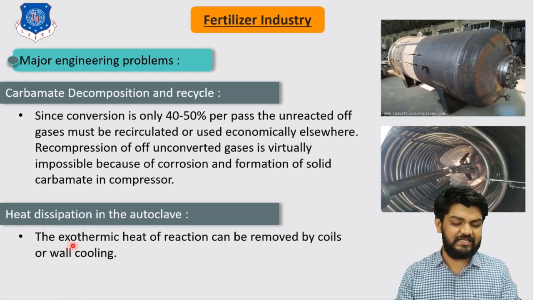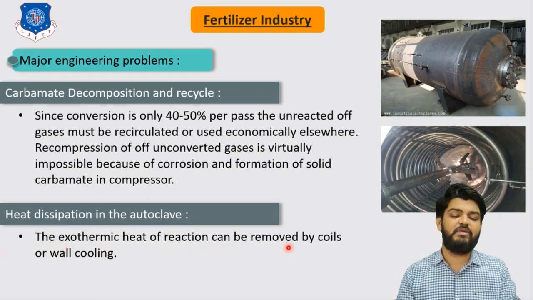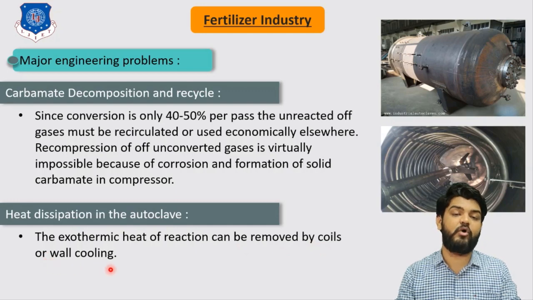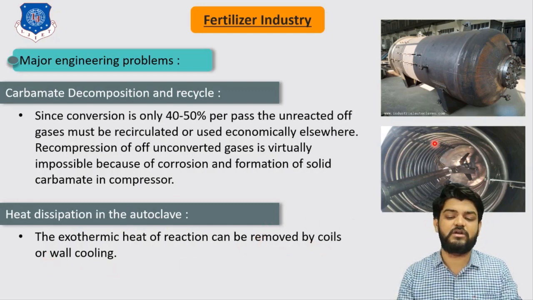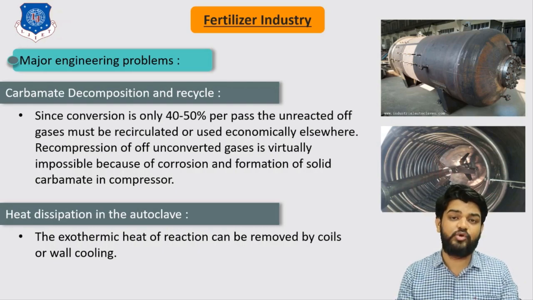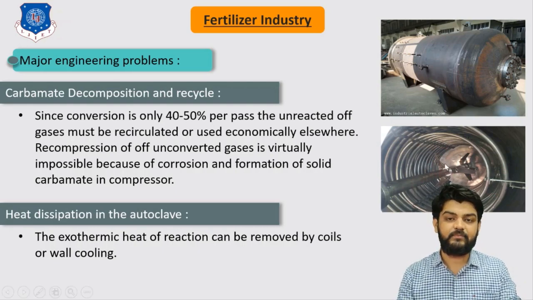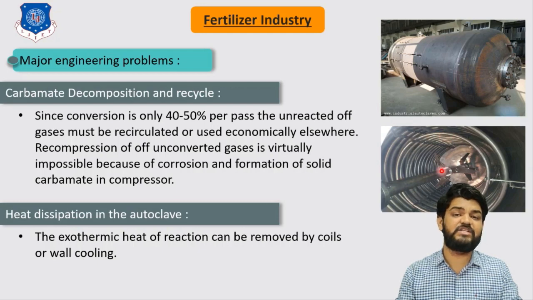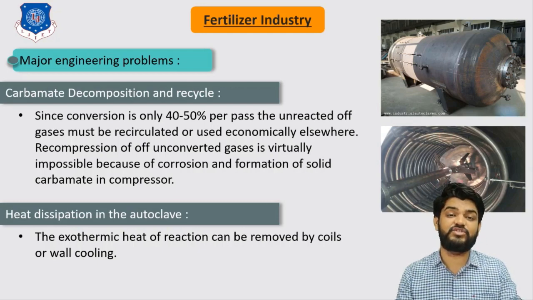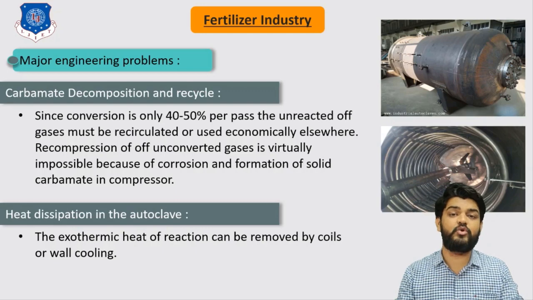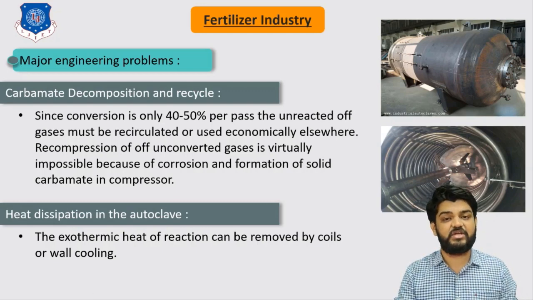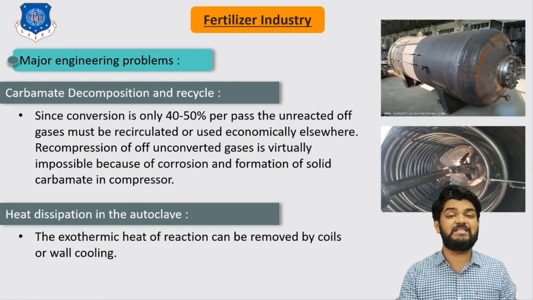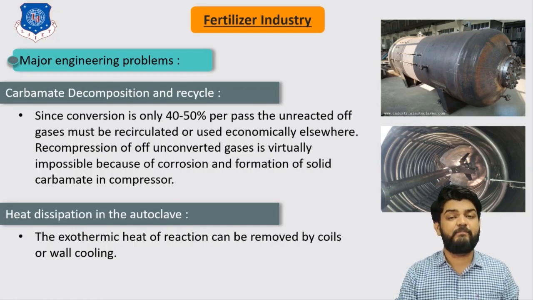Here you can see that the exothermic heat of reaction can be removed by providing coils or walls of cooling. In this image you can see the water, or we can say cooling coil, that is used in this autoclave. So we can easily circulate chilled water or cold water inside this coil in order to remove all the exothermicity, or the heat of reaction, from the reactor. So these are the two major engineering problems associated with the production of urea.